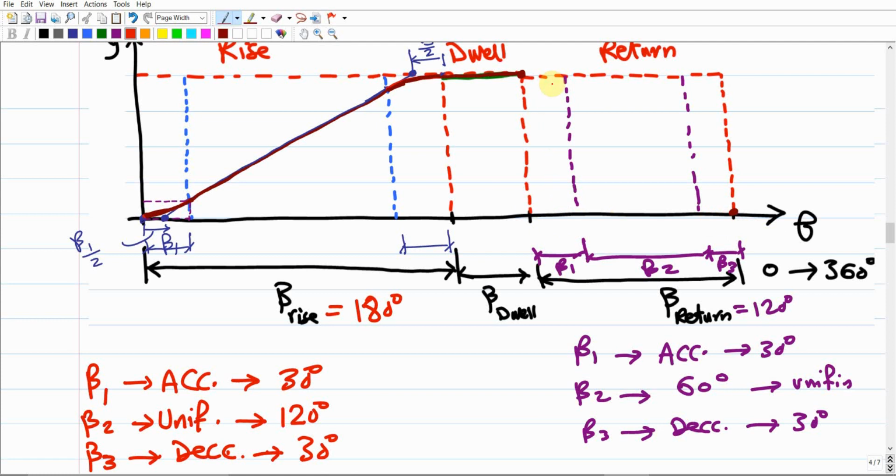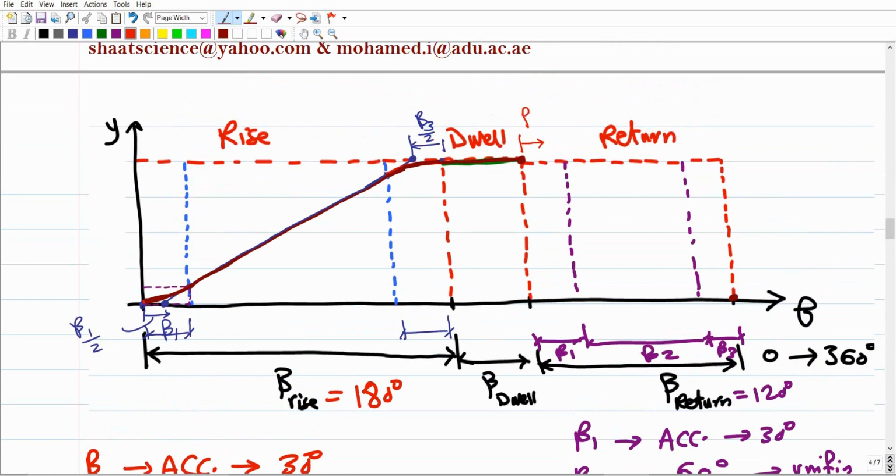So, near the start, this is the start point. From the start point of the return, you're just gonna move to the left, because this is the direction of drawing the curve. We're gonna move to the right, I'm sorry, and measure beta 1 over 2. The midpoint, and mark a point. Then do the same near the end point.